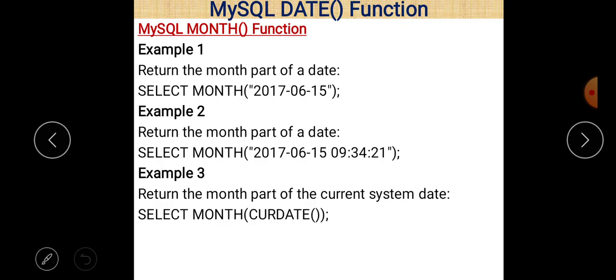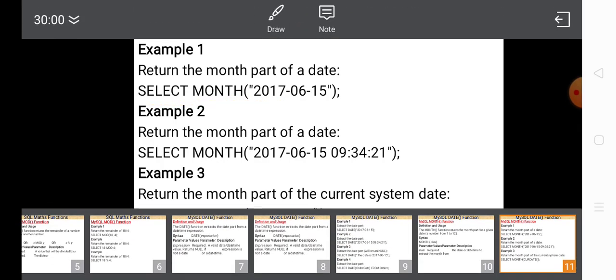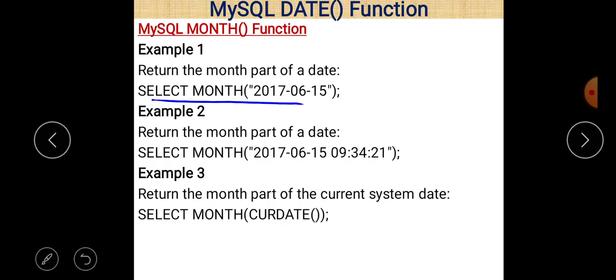Example number 1, return the month part of a date. So just write select month, and then give the date, any date, in valid format. So the format is 2017-6-15. Obviously we know that the default format is year, month, and date. So the month is 06, so it will return the month part of that query.